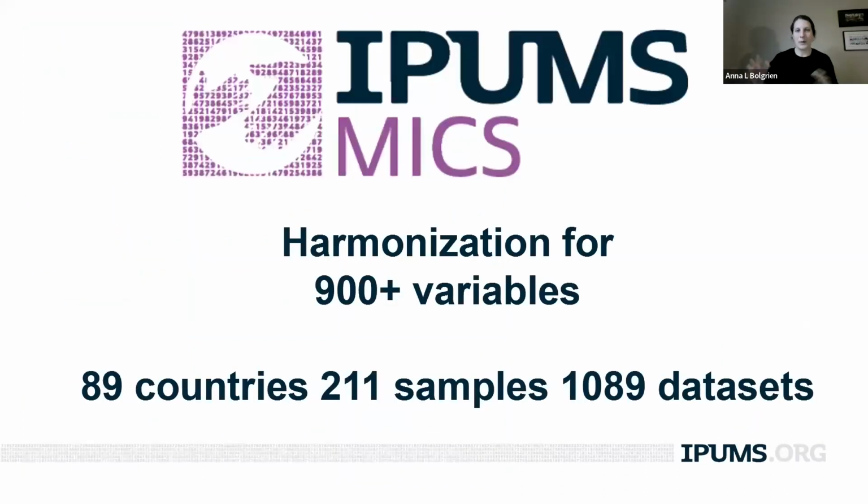So next, I'm going to merge these two concepts, what is IPUMS and what is MICS, to tell you about IPUMS MICS, which is the harmonization of the UNICEF MICS data for over 900 variables across 89 countries, 211 samples, and over 1,000 different data sets.